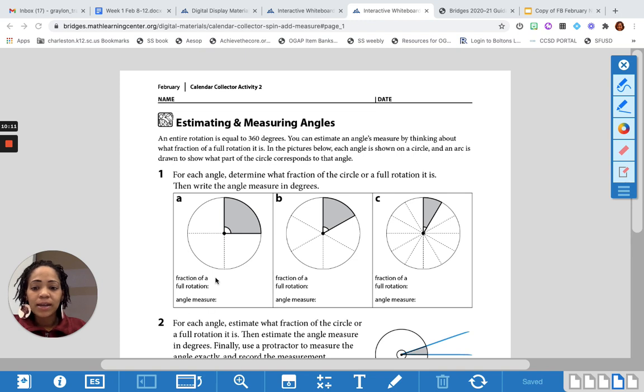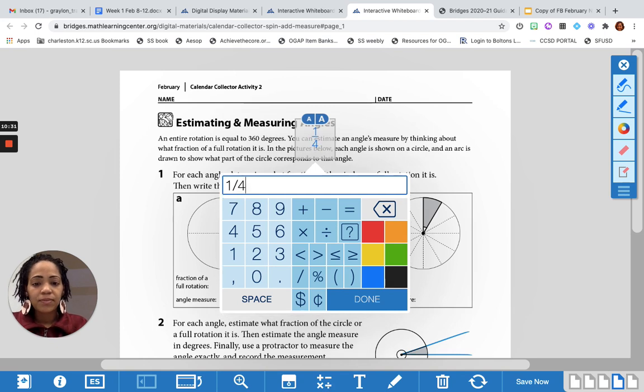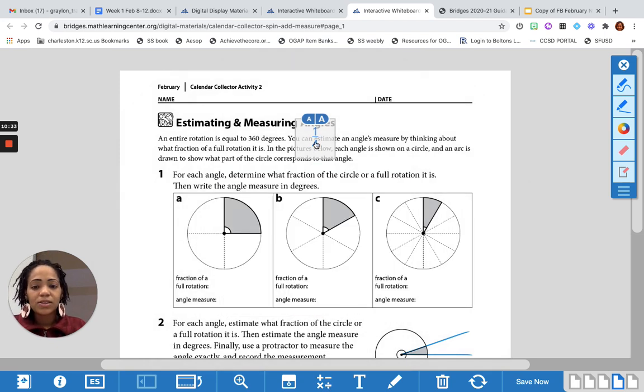Right, did you think about it? So what fraction of a full rotation is it? How many sections do we see here? 4 sections, and we're talking about one specific section, so that is 1/4. Did you get 1/4? Awesome. So it's 1/4 of a full rotation.